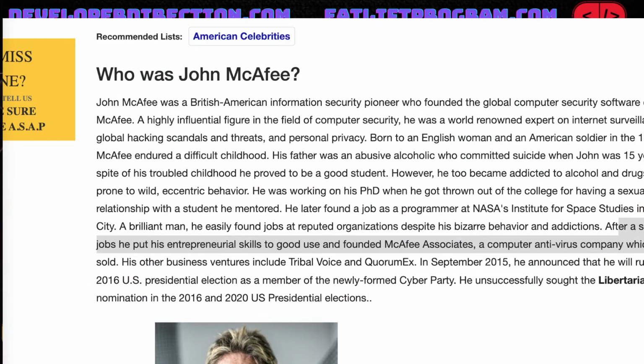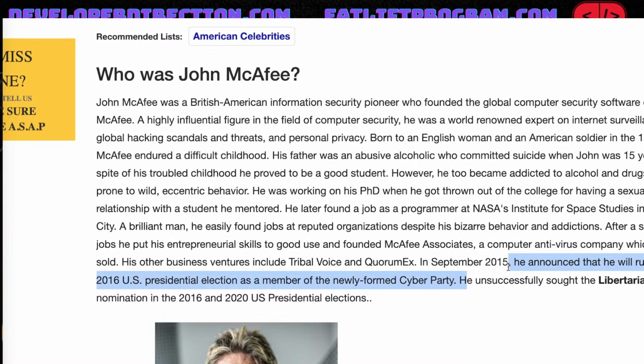So he took his entrepreneur skills to good use and founded McAfee Associates, a computer antivirus company, which he later sold. His other business ventures included Tribal Voice and Quartum X. In September 2015, he announced that he would run for the 2016 U.S. presidential election as a member of the newly formed Cyber Party. Now, this is interesting.